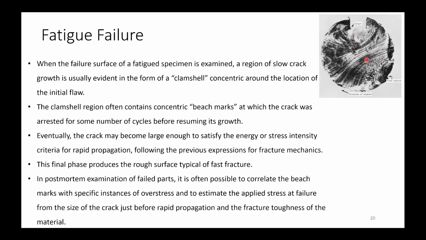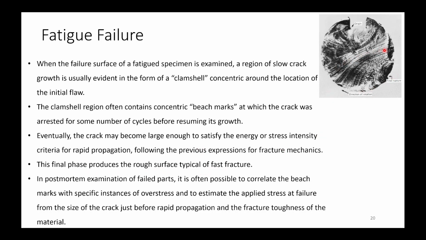So, the clamshell region often contains concentric beach marks at which the crack was arrested for some number of cycles before resuming its growth. Eventually, the crack may become large enough to satisfy the energy or stress intensity criteria for rapid propagation, following the previous expression for fracture mechanics. So, the final phase produces a rough surface typically of fast fracture.